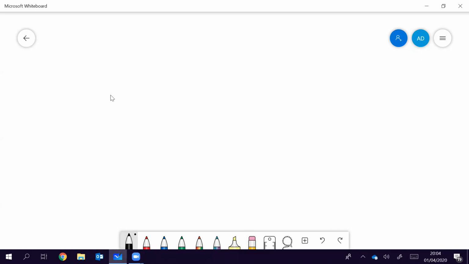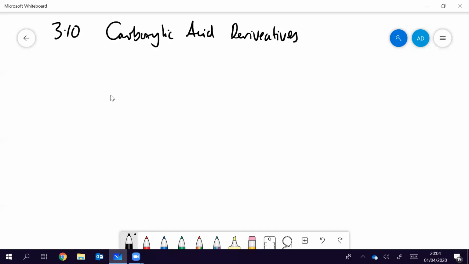Okay, so this is the first lesson on this section of the syllabus called carboxylic acid derivatives. And today, in this lesson, let's have a look at the structure of carboxylic acids, which of course you should all be familiar with from GCSE probably.